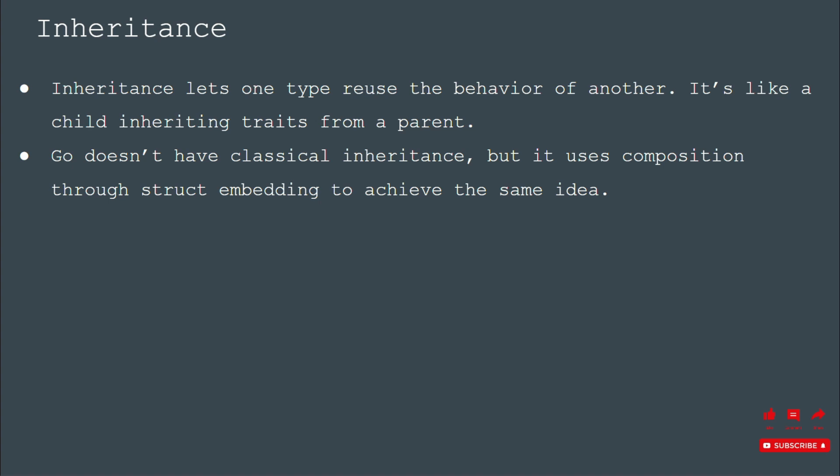Let's discuss how Go achieves inheritance. Inheritance lets one type reuse the behavior of another. It's like a child inheriting traits from a parent. Go doesn't have classical inheritance, but it uses composition through struct embedding to achieve the same idea. Let's look at a code example to understand this much more easily.